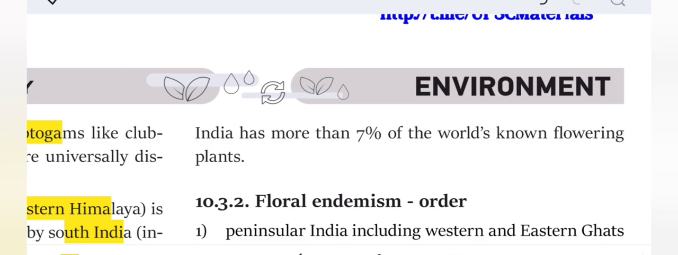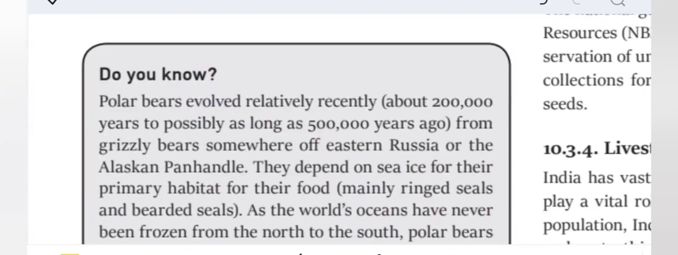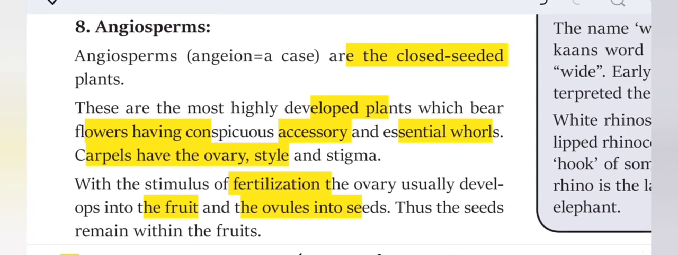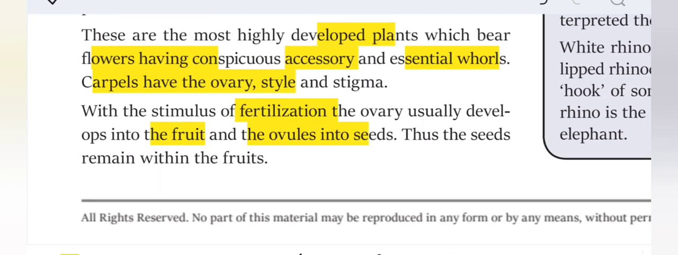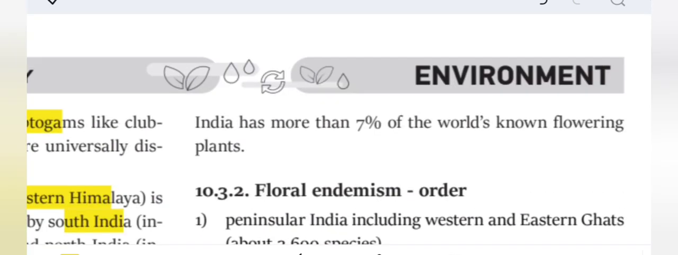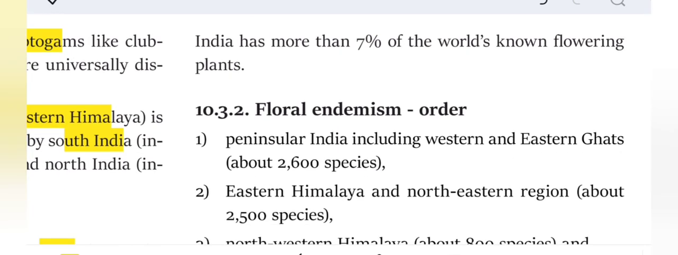India has more than 7% of the world's known flowering plants. Angiosperm means the closed seeded plant. They are highly developed plants which bear flowers having conspicuous accessory and essential whorls. Carpels have ovary, style and stigma. With fertilization, the ovary usually develops into fruit and ovules into seed. Imagine a mango. The seed remains within the fruit. India has 7% of the world's known flowering plants.